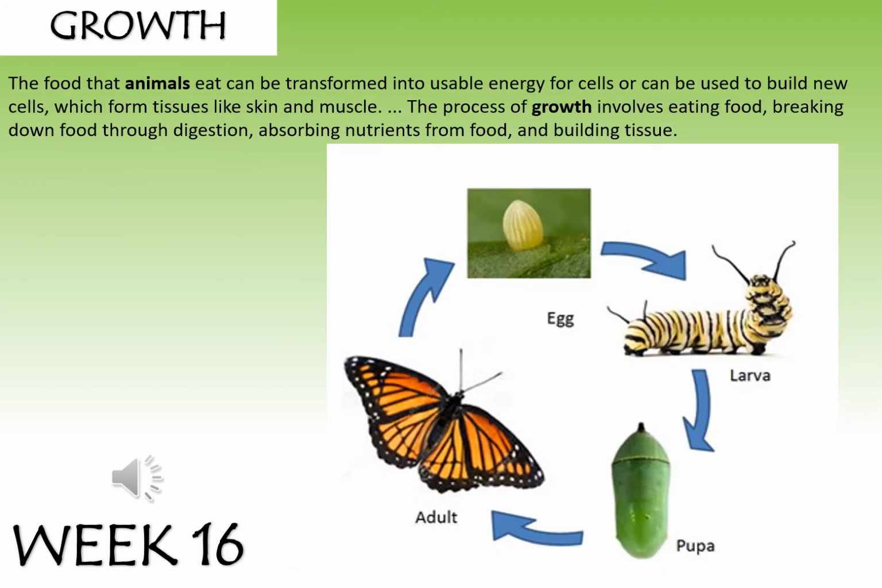Growth. The food that animals eat can be transformed into usable energy for cells or can be used to build new cells, which form tissues like skin and muscle. The process of growth involves eating food, breaking down the food through digestion, absorbing the nutrients from the food, and then building tissue.